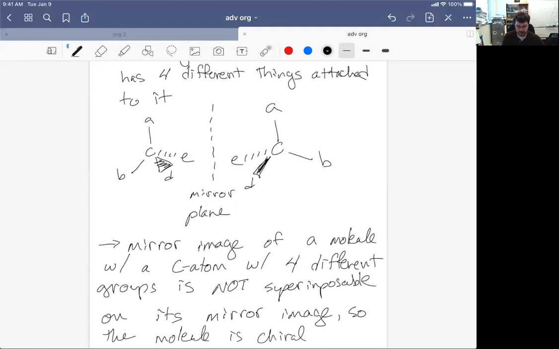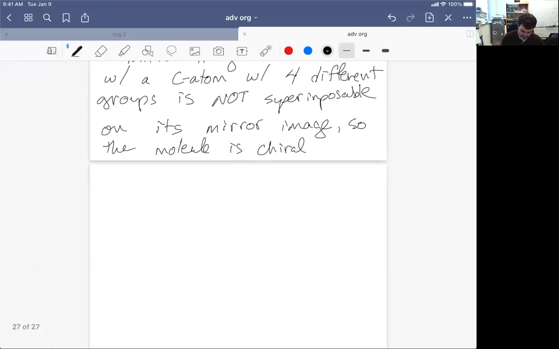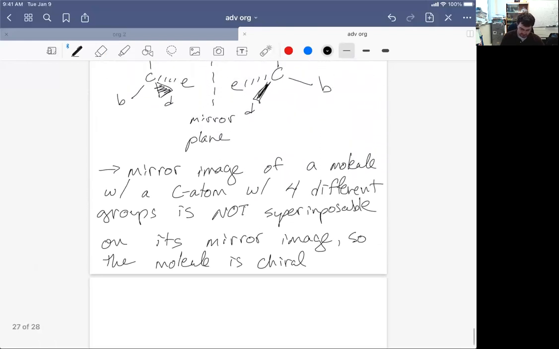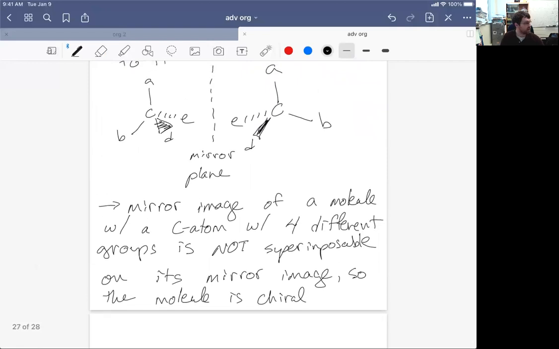So we've shown the molecule and its mirror image, and we show that the molecule and its mirror image are not superimposable. We say that the molecule itself is chiral. So if the mirror image is not superimposable, the molecule is chiral.